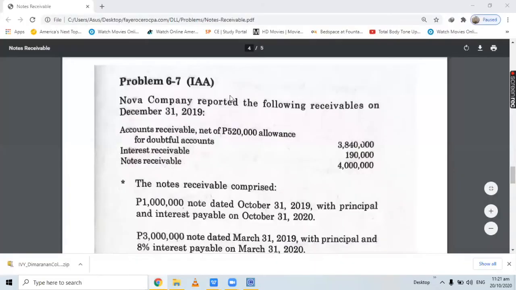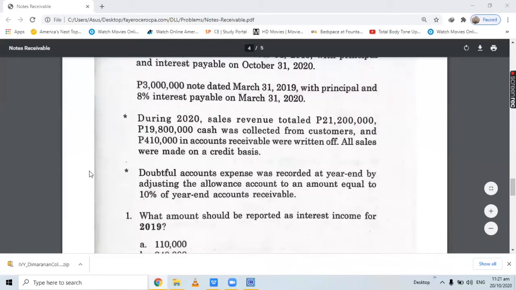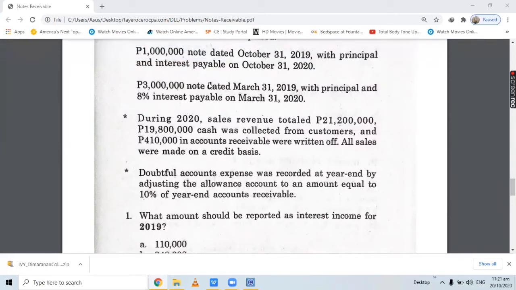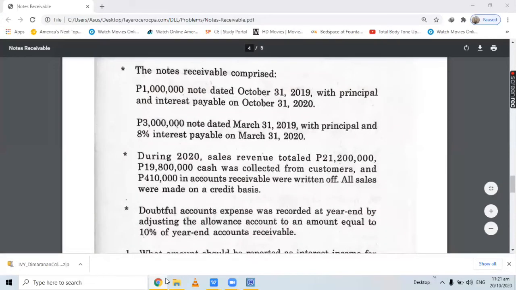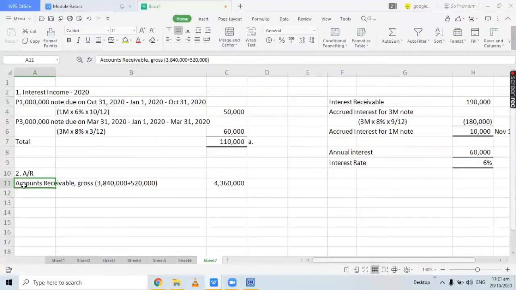And then the problem mentions, during 2020, the sales revenue totaled 21,200,000. Cash was collected from customers and 410,000 in accounts receivable were written off. All sales were made on a credit basis. Okay. So that means we have additional credit sales. So this is the beginning balance now, accounts receivable gross. So as of 2020, January.